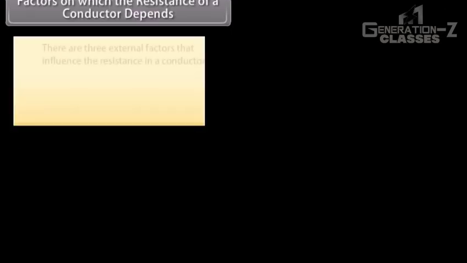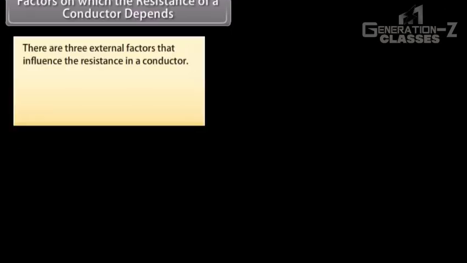Factors on which the resistance of a conductor depends. There are 3 external factors that influence the resistance in a conductor. They are thickness, length, temperature. There is a fourth factor that influences the resistance, and that is the conductivity of the material. This, however, is considered an internal factor rather than an external one.